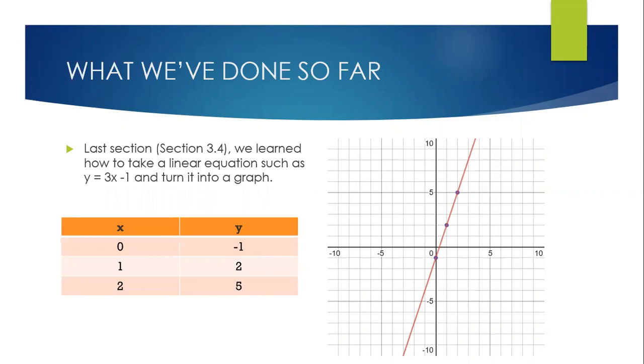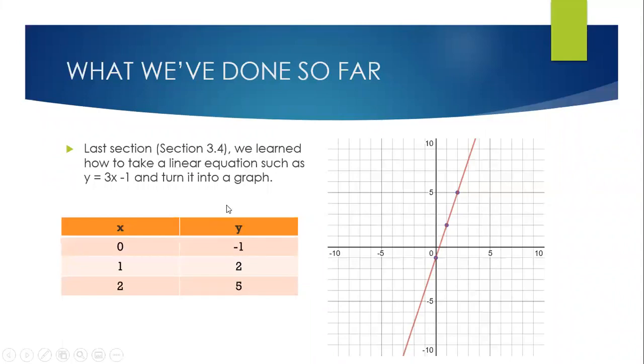So far, what we've learned how to do is take a linear equation like y equals 3x minus 1 and turn it into a graph. That's kind of what we were doing in section 3.2, 3.3. We were just trying to figure out how to turn lines into graphs, essentially. So if you gave me y equals 3x minus 1, I can turn that into a graph. If you give me 2x plus 3y equals 6, I can turn that into a graph. I can turn a linear equation into a graph.